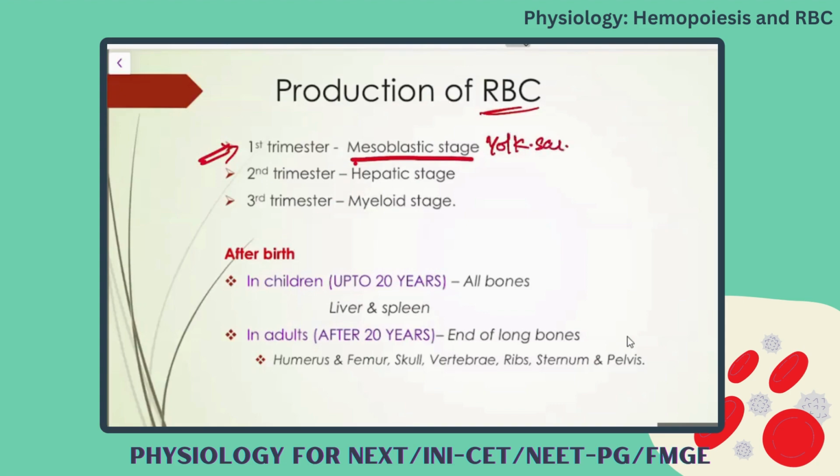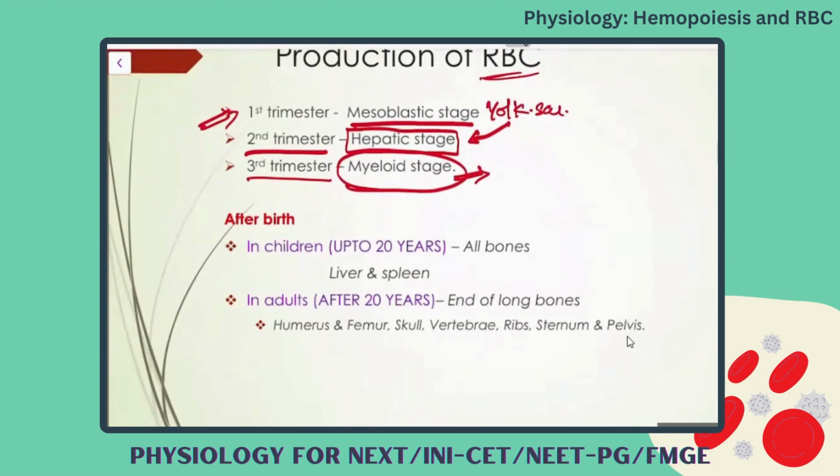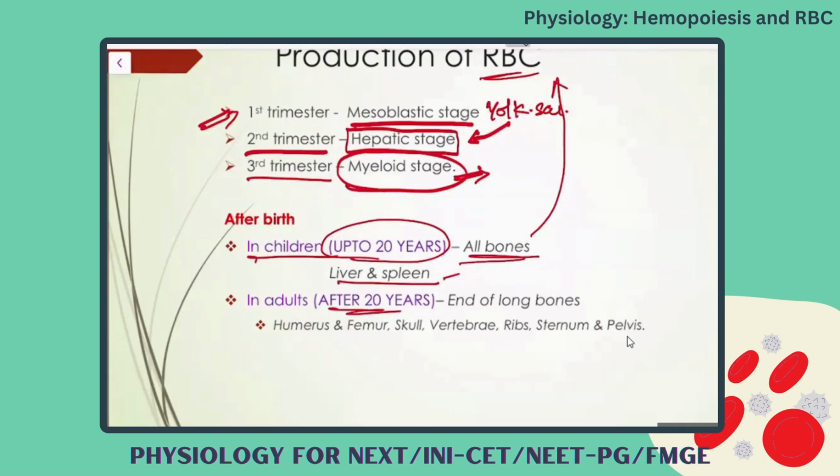In the yolk sac itself, you will have the erythropoiesis production. And during the second trimester, the liver is being formed. It is one of the reticuloendothelial structures. It takes over the role from the yolk sac, the hepatic stage. And then finally, during the third trimester, the myeloid stage, myeloid in the sense of bone marrow, not muscles. That is having its role in the production of erythropoiesis. In children up to 20 years, all the bones, liver and spleen are involved in the production of RBC. And after 20 years, the ends of the long bones will take part.